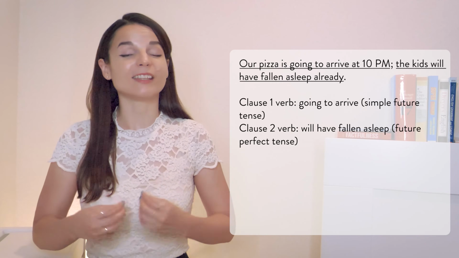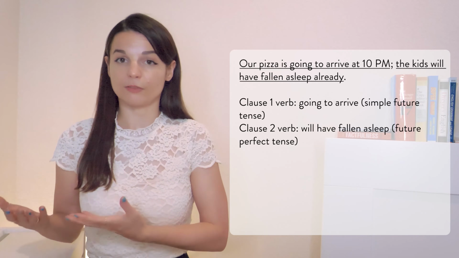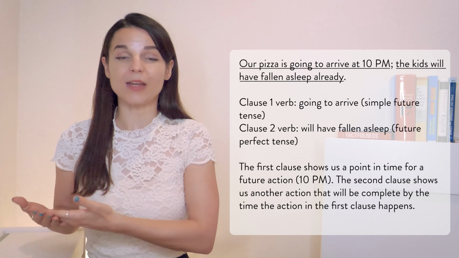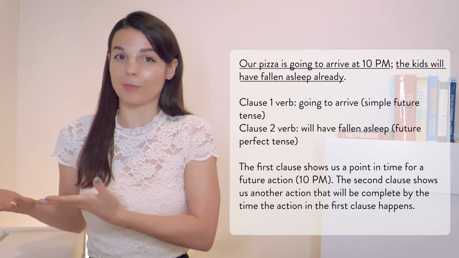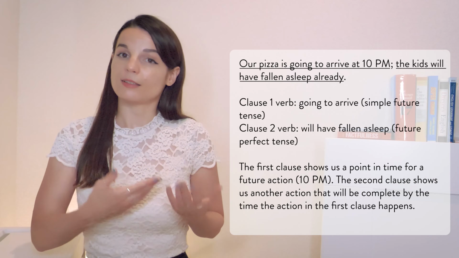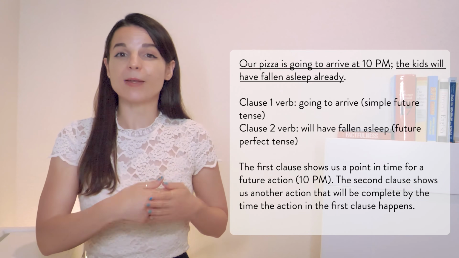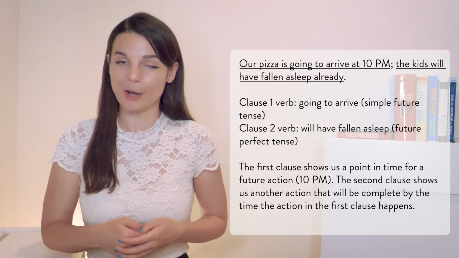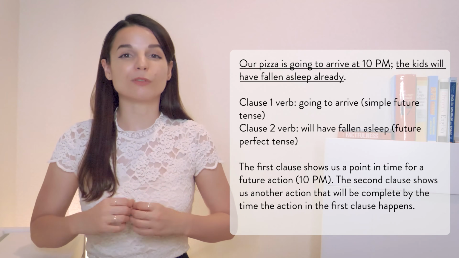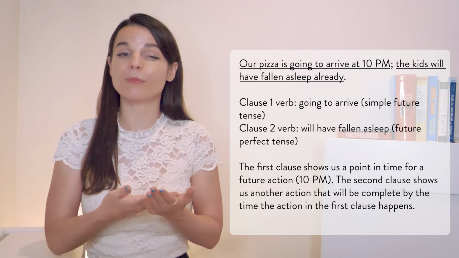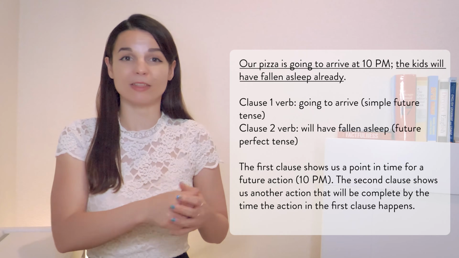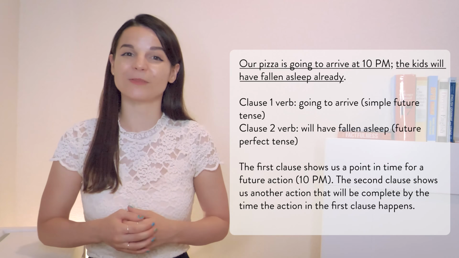The verb choices in these clauses are correct. The first clause shows us a point in time for a future action, in this case 10 p.m. when the pizza arrives. The second clause shows us another action that will be complete by the time the action in the first clause happens. Remember, we use future perfect tense to show that something will happen by a point in time in the future. So this sentence looks good.